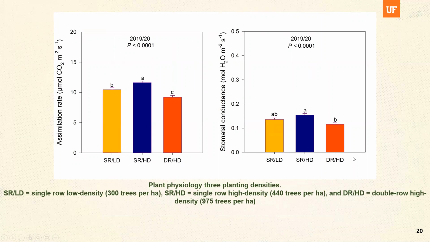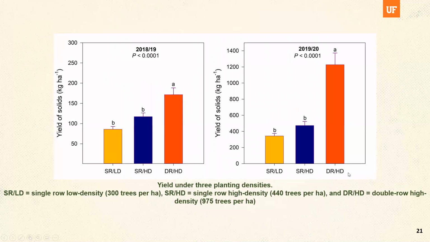Here the x-axis again represents 3 different planting densities and the y-axis represents plant physiology. So what we can observe here is that the double row high density planting has 21% less photosynthesis compared to single row high density planting, and single row low density planting and single row high density planting have an average 16% higher stomatal conductance compared to double row high density planting, possibly because the competition for solar radiation and resources was higher in double row high density planting, which could have impaired the plant physiology.